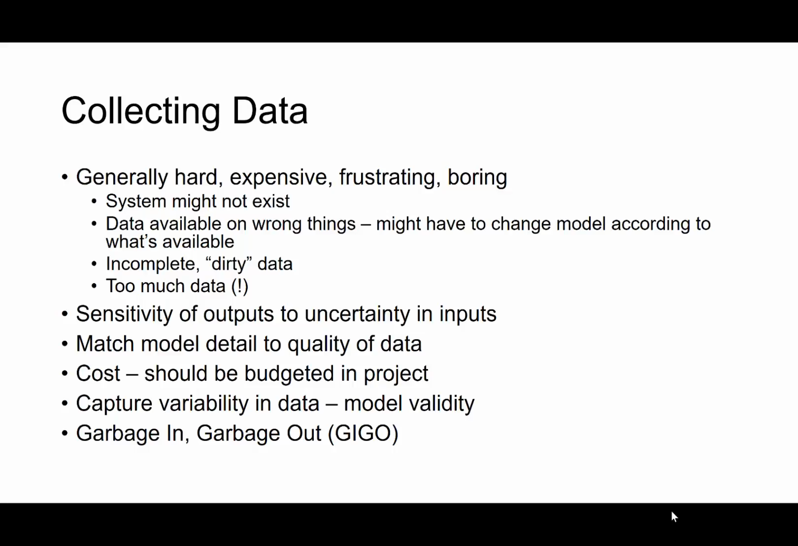So sensitivity of outputs to uncertainty in inputs. Again, the better quality data coming in, the better quality of outputs you get. And then match the model detail to the quality of data. So you can look at this in cost, and you can capture the variability in data. Don't just assume something is static. Consider it being dynamic. Assume that variability will be present. And if you have a concern, or if you hear of a concern in the data collection components, make sure to go and validate that and prove or disprove it before finalizing your assumptions.